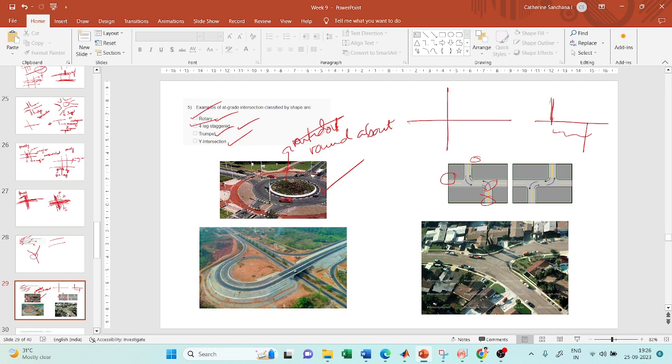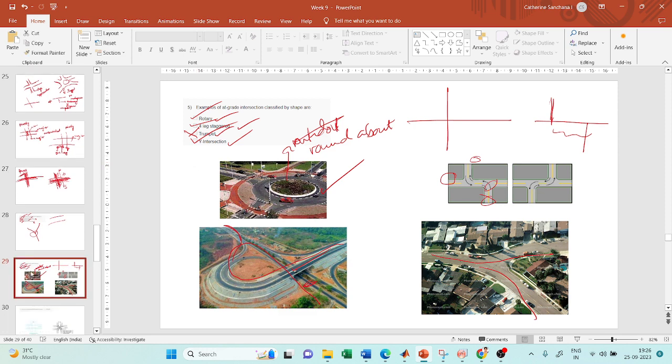Now coming to trumpet intersection. If you see, it will kind of look like a trumpet. So you will have something like this. Okay, and also roads traveling here. So if you see from this figure itself, they both are at different grades, right? So this road is at a lower level, and this road is at a higher level. So this is not an at grade intersection, but it is a grade separated intersection. So trumpet is not the right choice for this answer. And Y intersection we saw, so this is a Y intersection, right? So this is an at grade intersection. Okay, so the answer to this is rotary, four-leg staggered, and Y intersection.